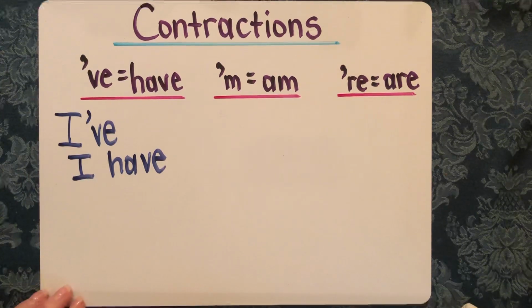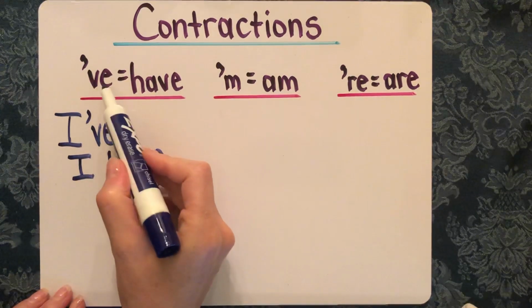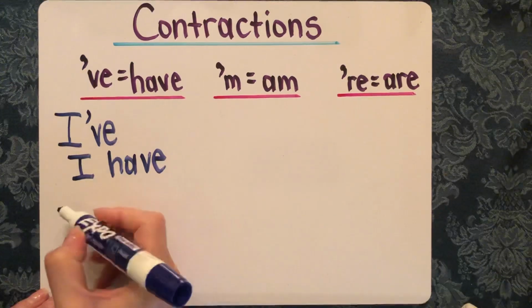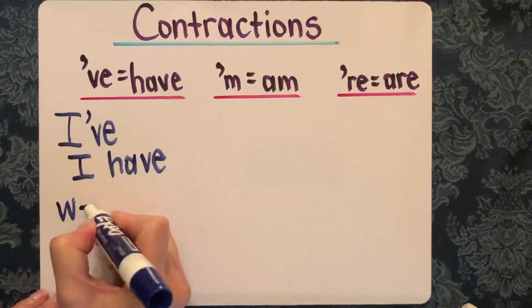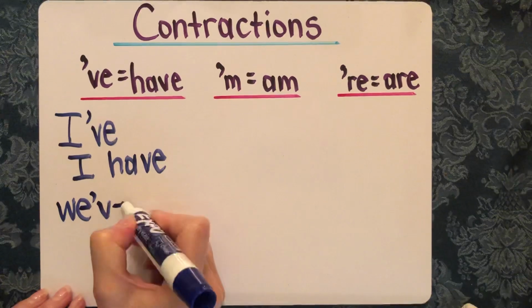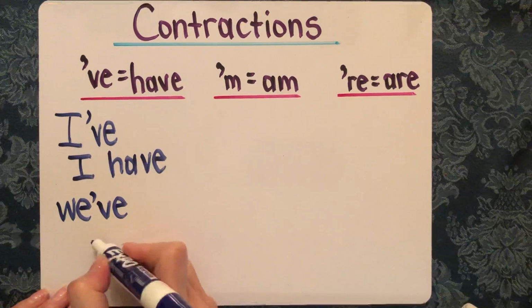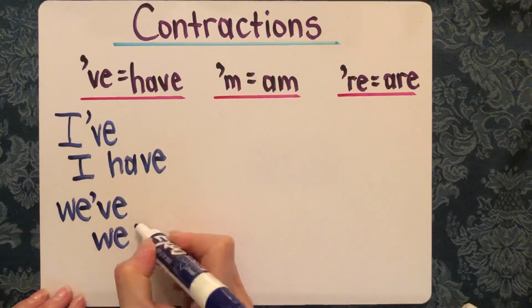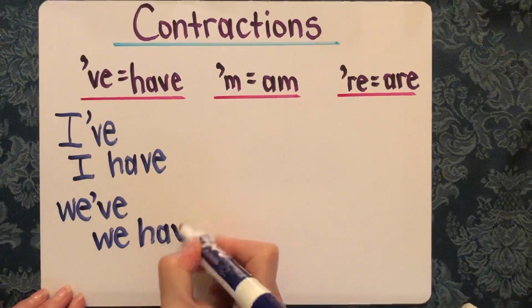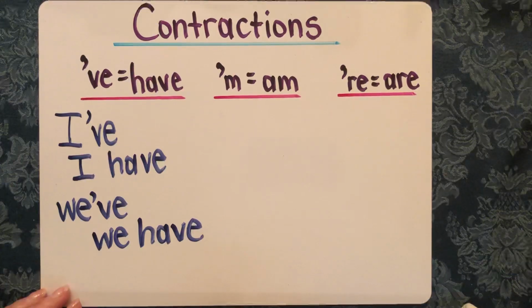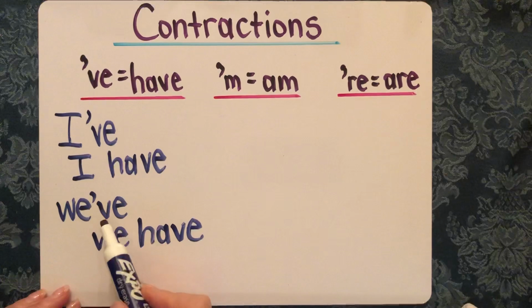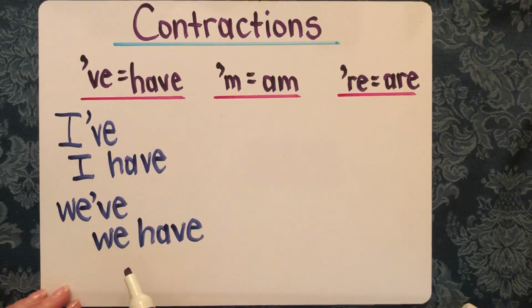Let's look at another example using the apostrophe VE. The contraction we've is the short way of saying we have. It's the contraction or the short way of saying we have, because the apostrophe VE is the short way of saying we have. So that's the contraction.